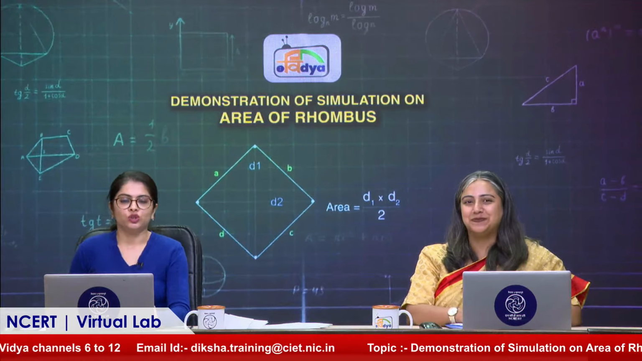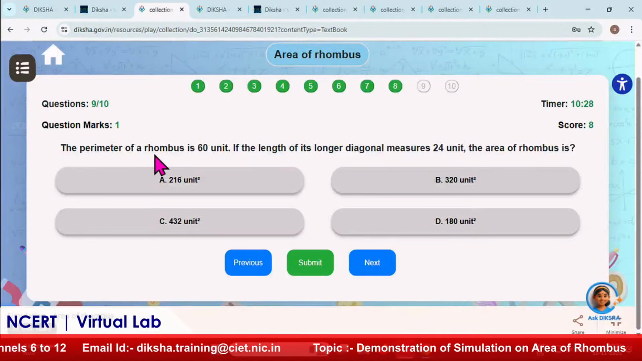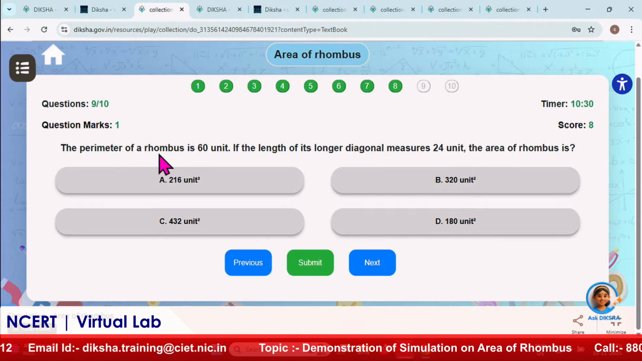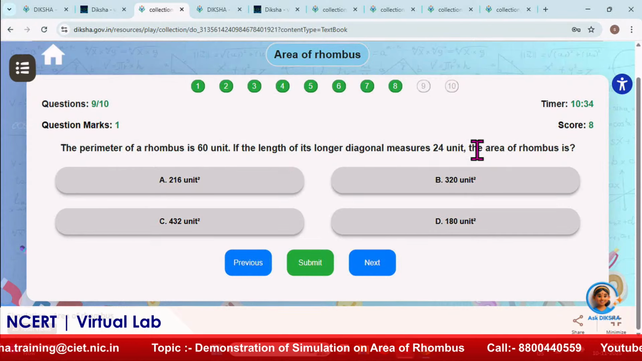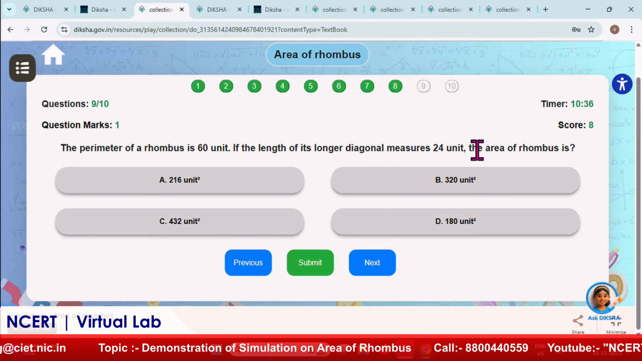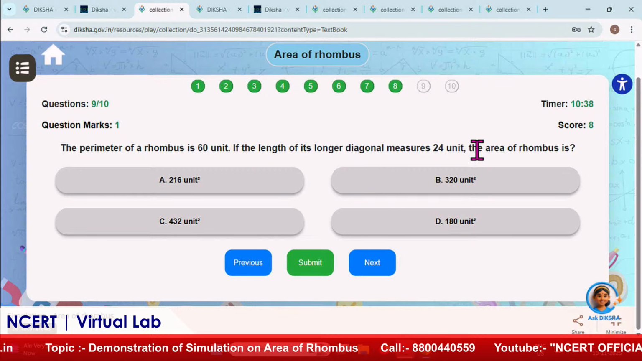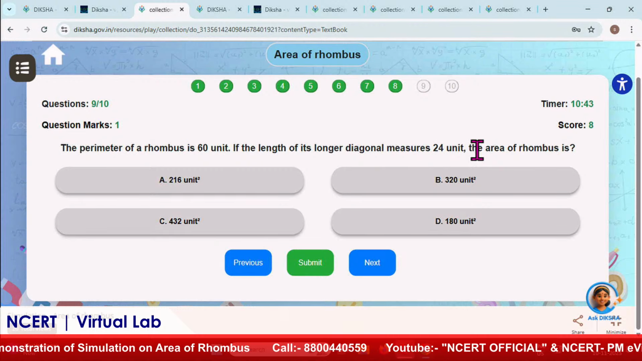Yes. Okay. In the next question, which is a lengthy question, the perimeter is given and one of the diagonals is given. So what you have to do is find the other diagonal, and after finding the other diagonal, you have to multiply both diagonals and divide by 2. This way you can find the area of the rhombus.